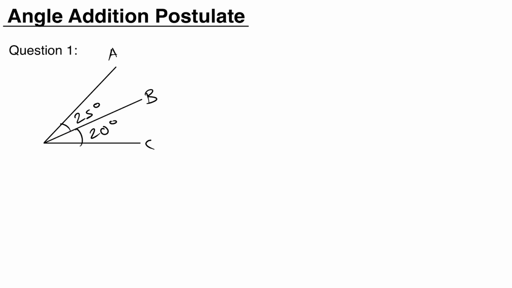So let's say we had an angle and it looked like this. And let's say we had a line segment going through it. And we'll label this A, B, and C. And let's say that I were to tell you that angle AB is equal to 25 degrees. And then I told you that angle BC is equal to 20 degrees. And then I asked you for the measurement of angle AC, which would be the entire thing. How would you figure that out?